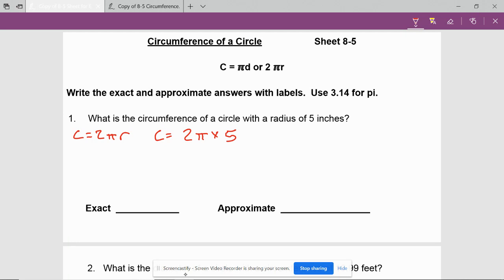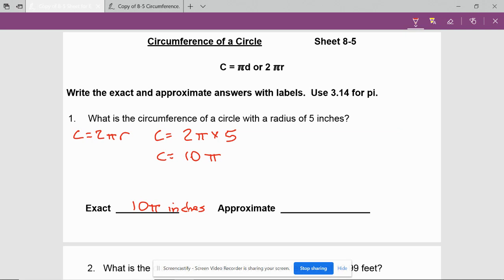That's going to give us 2 times 5 is going to be 10 pi. So this is going to be one of those things where our exact number is going to be 10 pi inches. Okay? That's as exact as we're going to get. Okay? So that's our exact number.